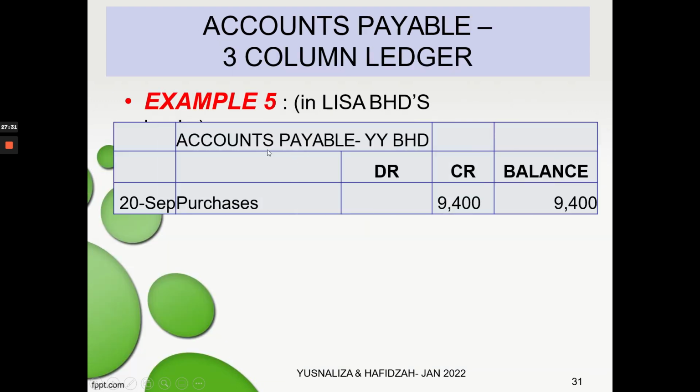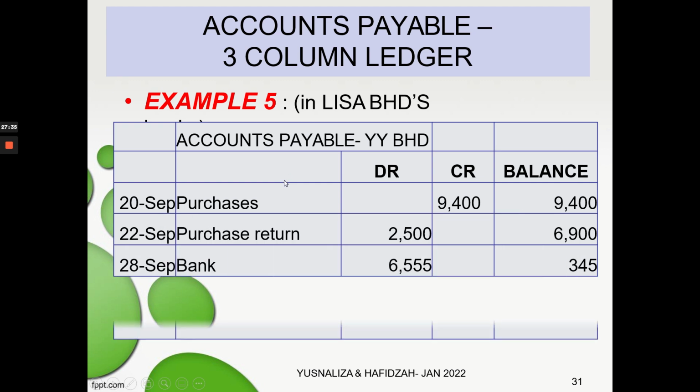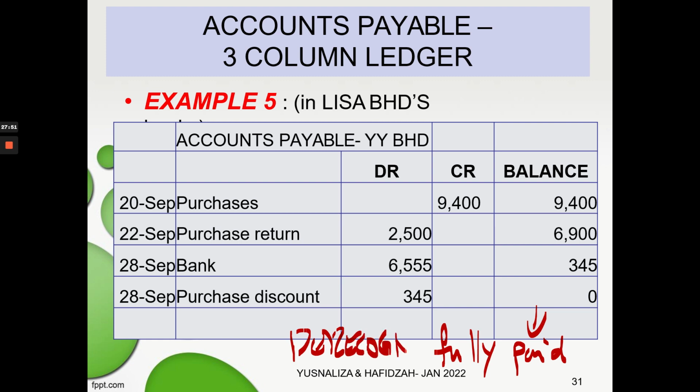These are the examples in the 3-column ledger. The answer, you can see at the end of the year, there is no more balance in the accounts payable. It shows that it has been fully paid. Or in simple words, this actually shows that it has been derecognized. That will be our next part that we will discuss.